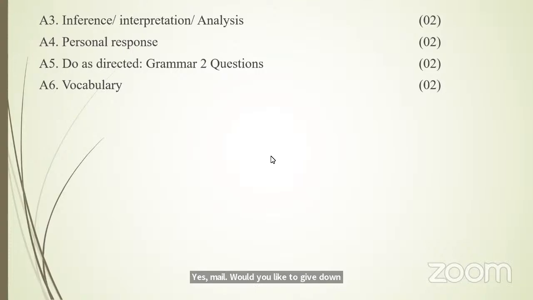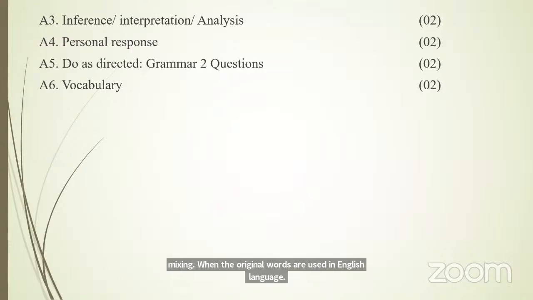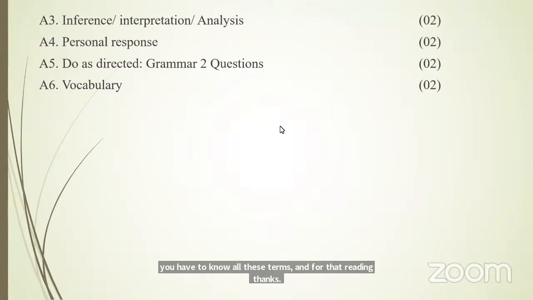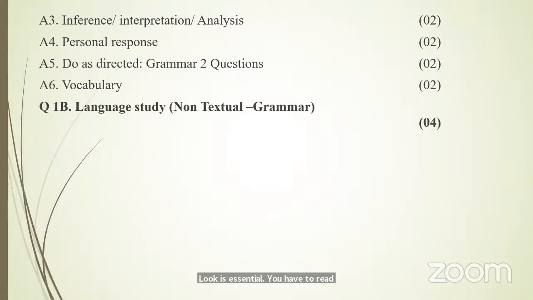Code mixing, when the regional words are used in English language. For example, the first lesson, An Astrologer's Day, there the Jutka, Kauri, all these are the words which are used as code mixing. So you have to know all these terms, and for that, reading the textbook is essential. You have to read it at least 4 to 5 times before the exam.